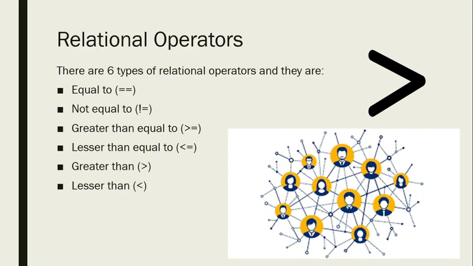relational operators. As the name suggests, relational operators relate one number with another. In other words, they compare one number with another. Now in Java, there are 6 types of relational operators, and they are equal to, not equal to, greater than or equal to, lesser than or equal to, greater than, and lesser than. They are the exact same terms we use in mathematics. Now let's move on to the last operator.